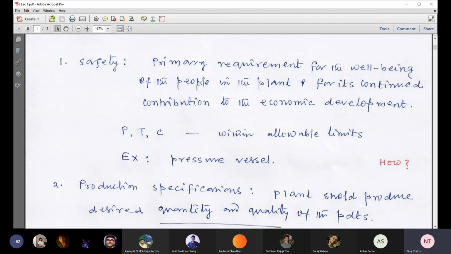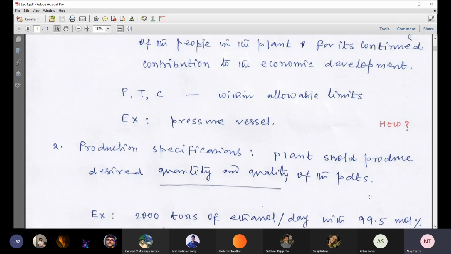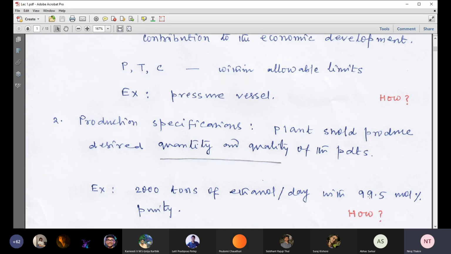So there are two important issues under this heading, product specification: one is the quantity of the product, and the other is the desired quality of the product according to the market specification. Let us take one simple example. Suppose we need to produce 2,000 tons of ethanol per day with 99.5 mole % purity. This purity is set according to the market demand. This is almost pure ethanol. In fact, the ethanol which we are presently blending with our petroleum product, especially petrol, has purity of more than 99.5%.